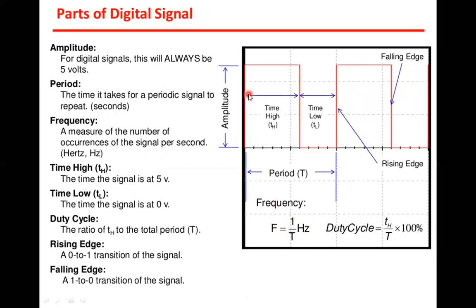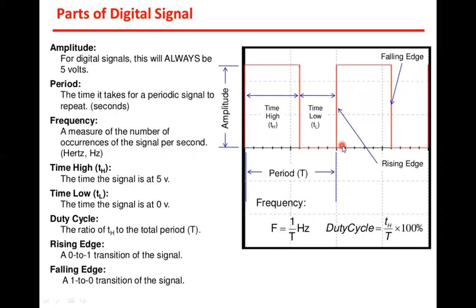Time high. Here I have taken a time high, where the signal is at 5 voltage. So this is called a time high. And what is time low? The time the signal is at 0 voltage. So this can be called 0 voltage, and from here to here we have a signal, which is 5 voltage. So this is time high and this is time low.